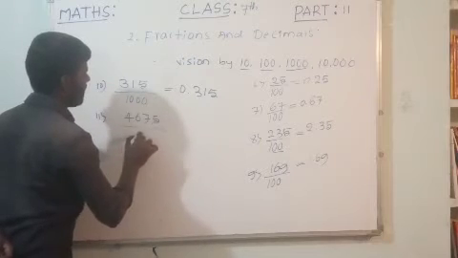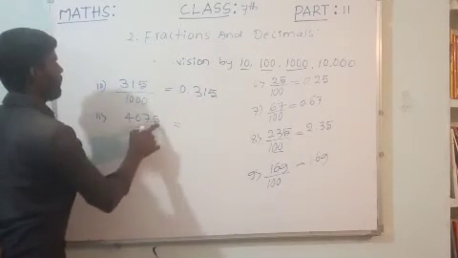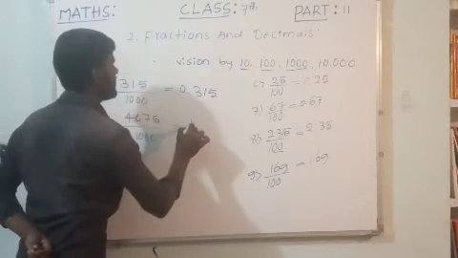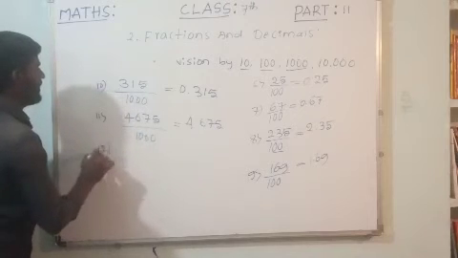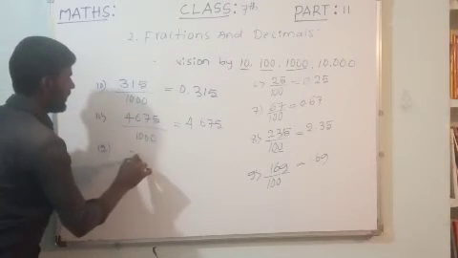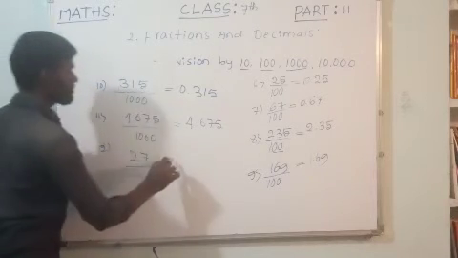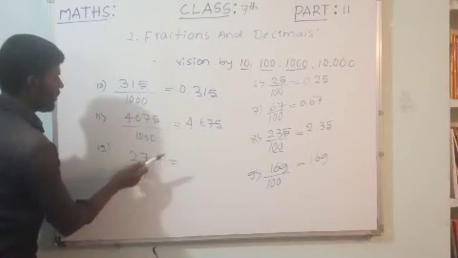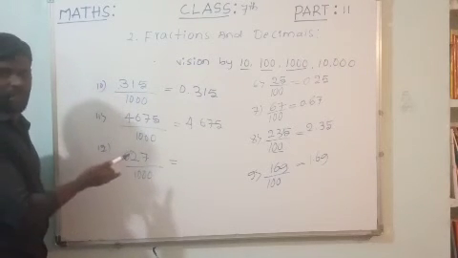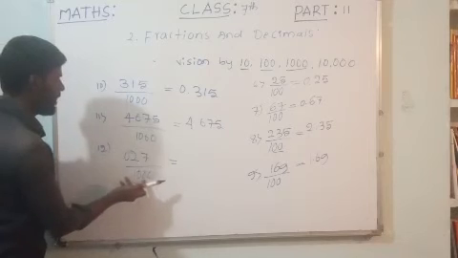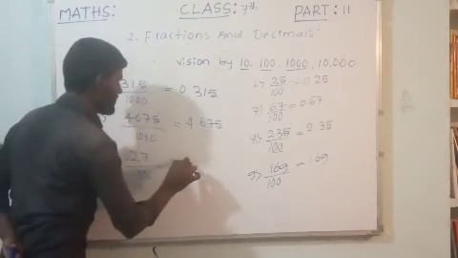Example 11. 4675 divided by 1000. Divided by 1000 means here 1, 2, 3. Yes, the answer is 4.675. Example 12, dear children. Suppose 27 by 1000. 1, 2, 3. Take this as 0, here you can give 0. Nothing will happen. 1, 2, 3. Give the decimal point here.